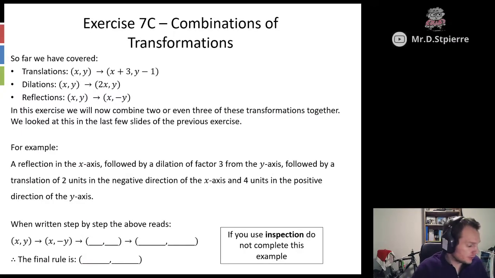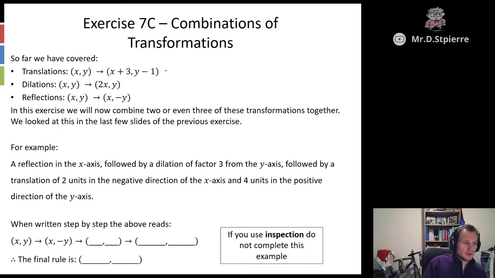Hello, welcome to this video where we look at combining transformations. Pretty straightforward. Instead of just applying one transformation, we're going to combine multiple forms of them together to form a new image of a function.